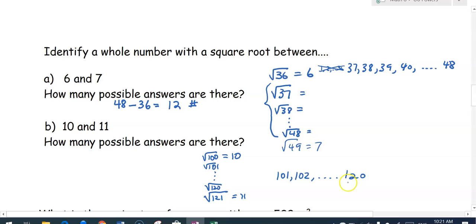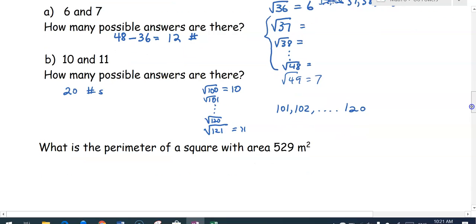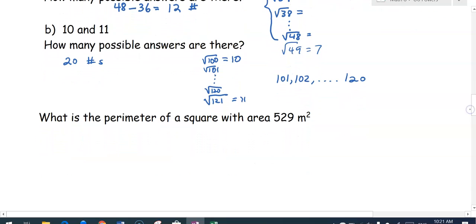Or in other words, you can go 120, subtract the 100 numbers that come before. There are 20 possible numbers that you could have chosen. And those are the chosen values that have square roots between 10 and 11. If I give you the area of the square, if I give you the area is 529, then you can use square roots to find the length of each side, right?